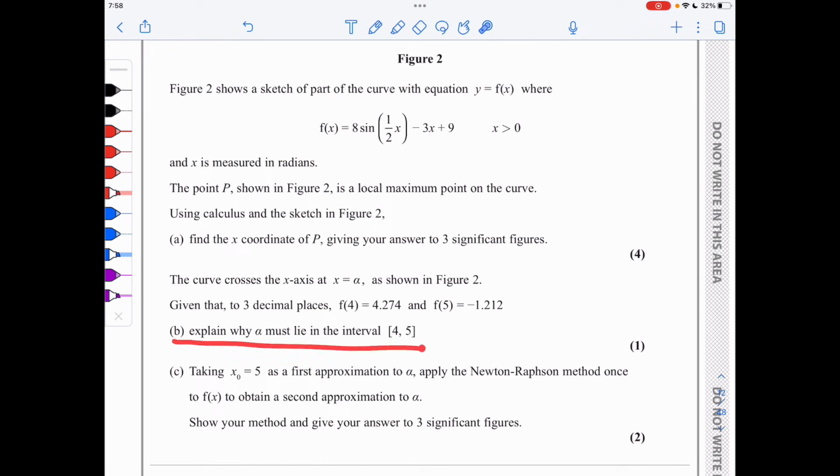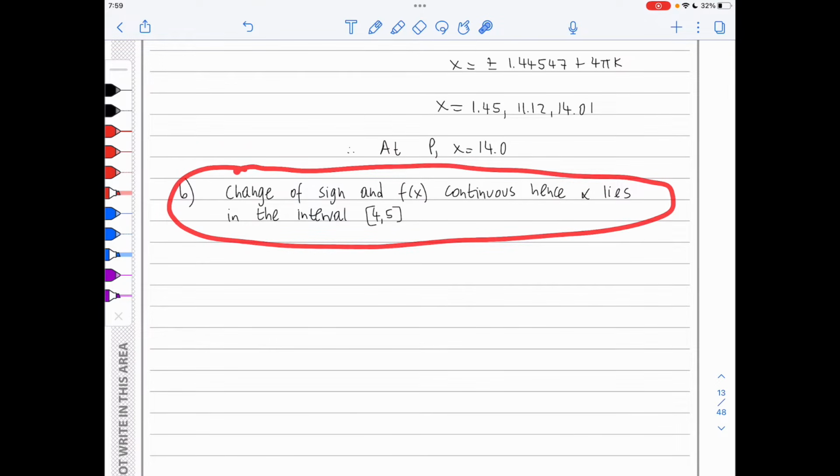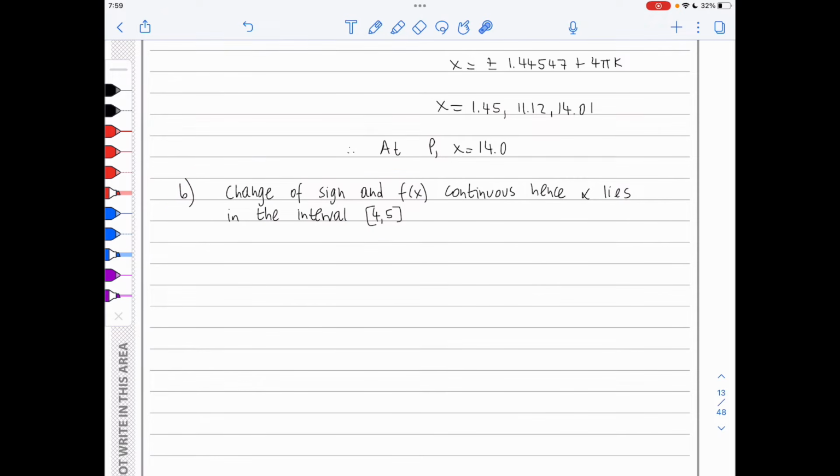In B, we are told that we've got a cross on the x-axis at x is alpha, and in addition we've got that f of 4 is 4.274 and f of 5 is minus 1.212, and we need to explain why alpha must lie in the interval 4 to 5. Well, we know that if we've got a change of sign and f of x is continuous, then we are having a root, i.e. alpha must lie in the interval 4 to 5. And therefore we state that there's a change of sign and f of x is continuous, hence alpha lies in the interval 4 to 5.